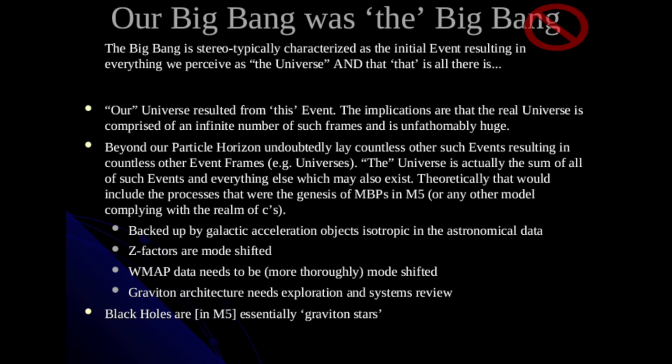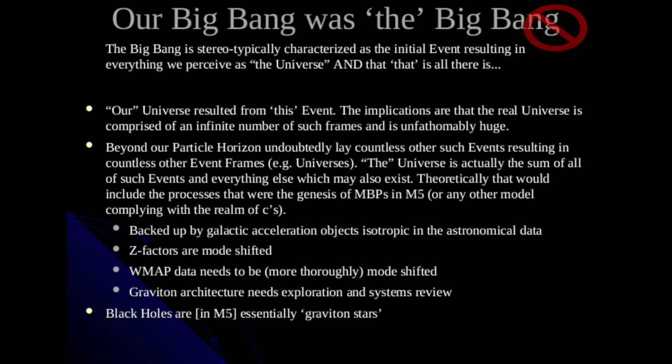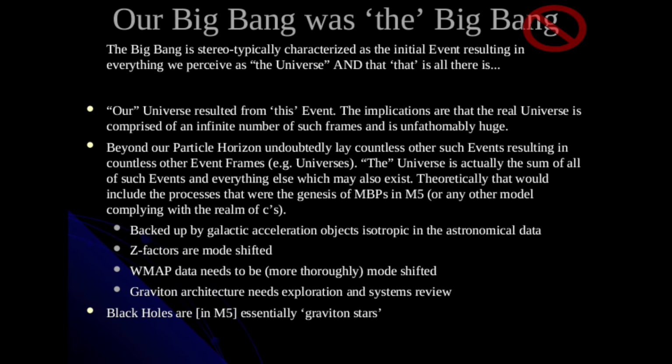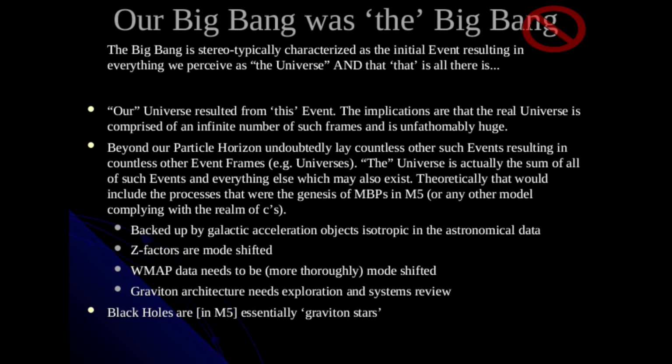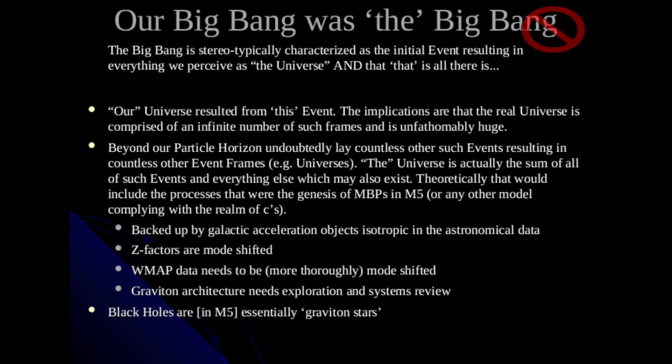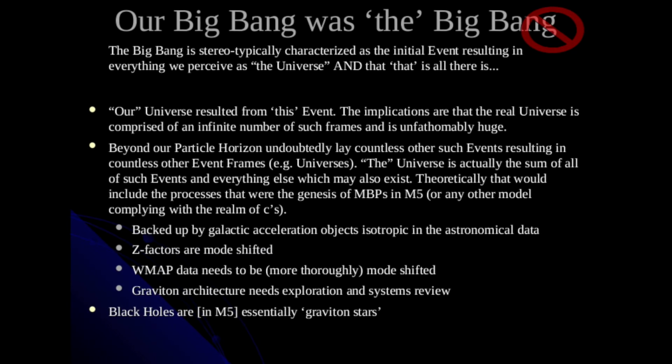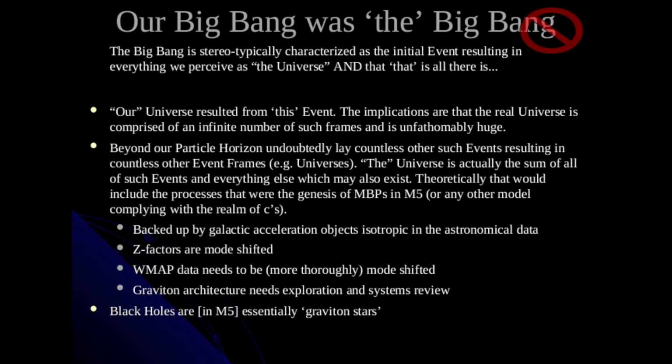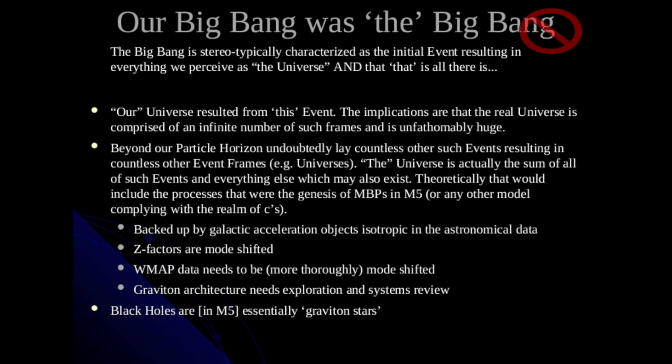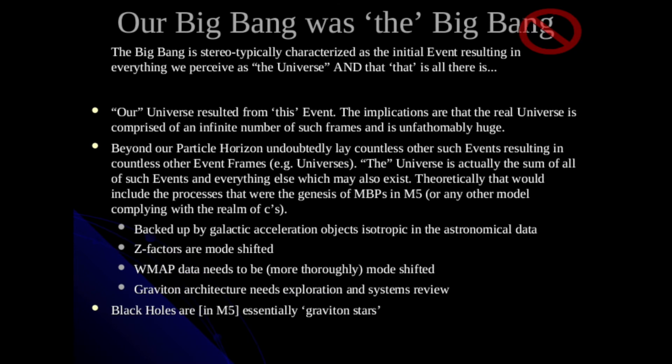The other point I would make is that black holes in M5 are essentially graviton stars. If you look at normal stellar evolution, we see nuclear fusion going on in the standard set of stars. Then beyond a certain mass, they pull in and become neutron stars. Beyond neutron stars, the collapse continues, and we've been calling them black holes, but because the gravitational attraction is so large that not even light can get out of it, they are essentially graviton stars.